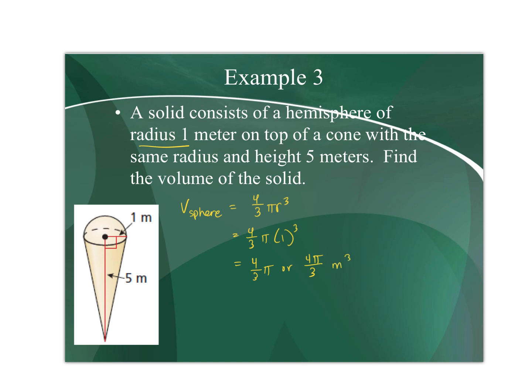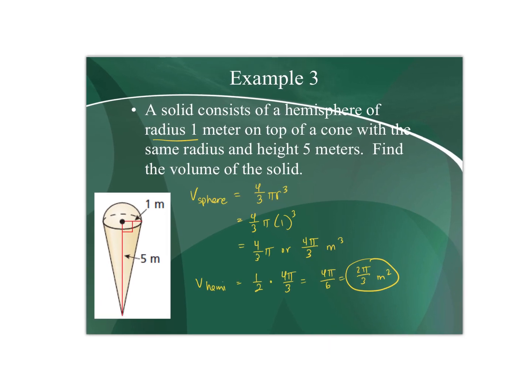So I'm going to need to know the volume of a hemisphere, which is basically half of that. So half of 4 pi over 3 is going to equal 4 pi over 6, which simplifies to 2 pi over 3. So the hemisphere is this. In other words, the top of that snow cone, pretty much, is 2 pi over 3. So I've got one of my answers that I need for this problem.